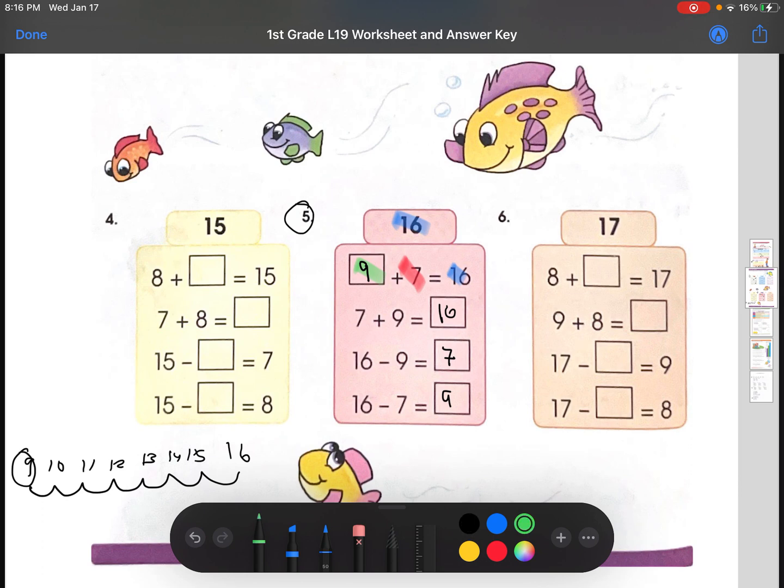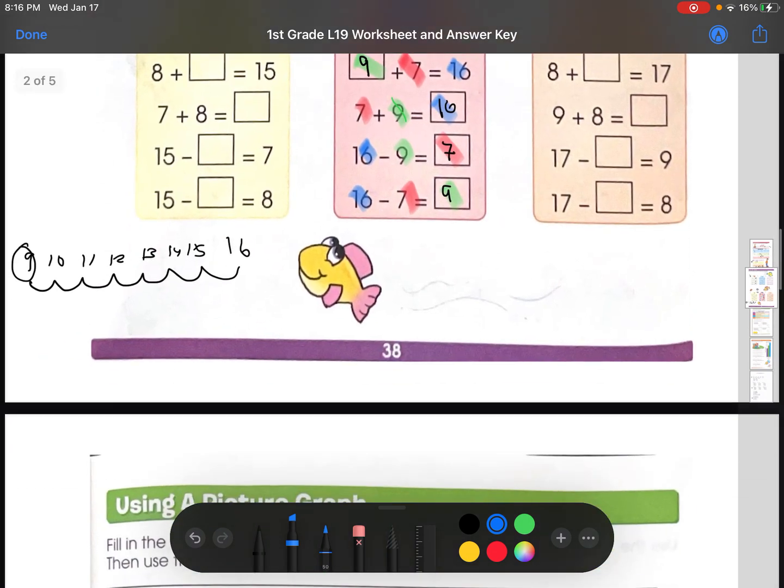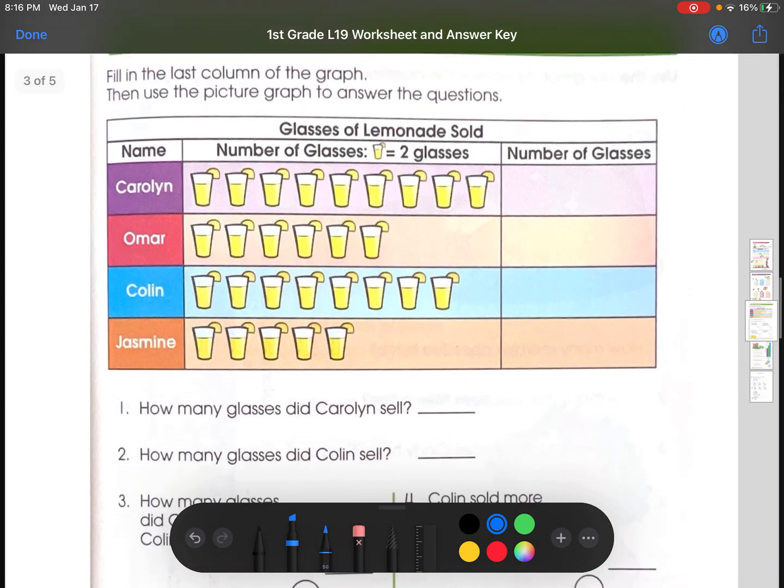Pretty self-explanatory. It's literally just the same numbers used over and over again, and they're just in different positions. You guys can kind of think of it like so. You guys got the rest of it, I believe.